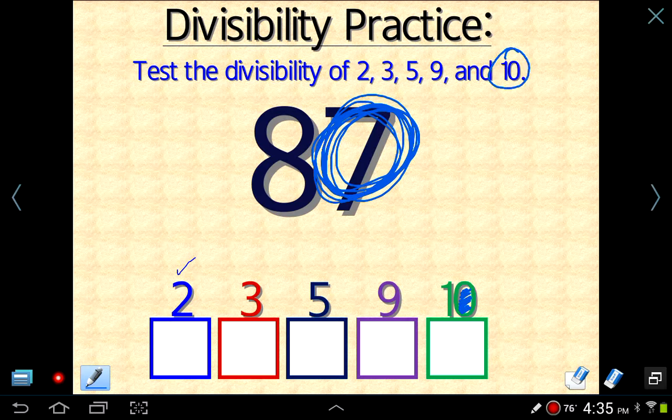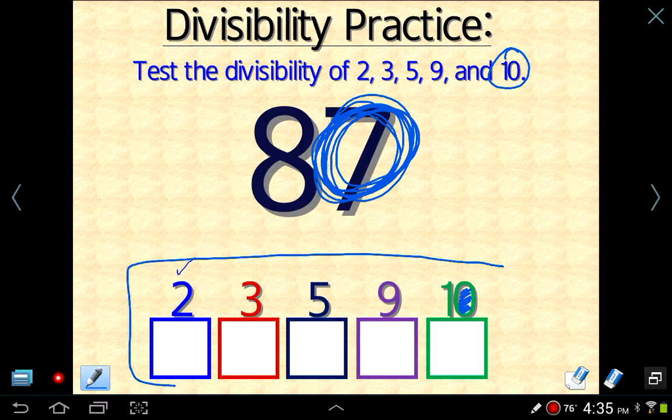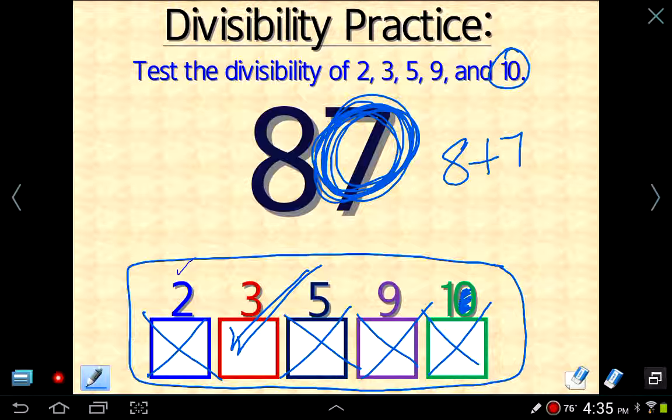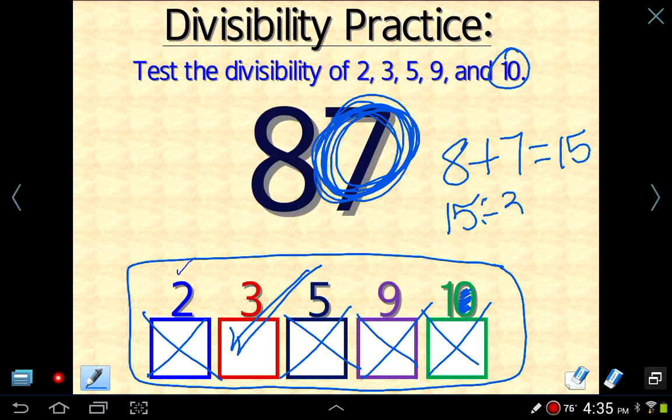In closing here, the only number that was divisible into 87 was 3. That was it. 2 was a no, 5 was a no, 9 was a no, and 10 was a no. So 3 was it. Why did 3 go into 87? Because its digits added up to a number that was divisible by 3. 15 divides by 3. Therefore, 87 divides by 3.